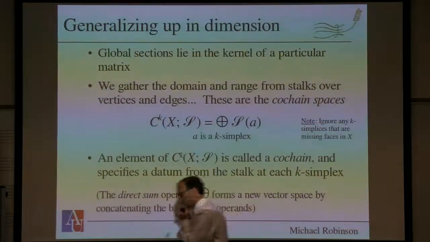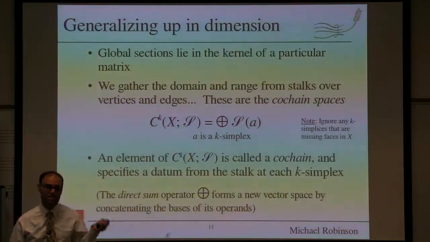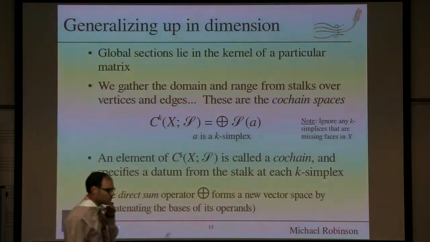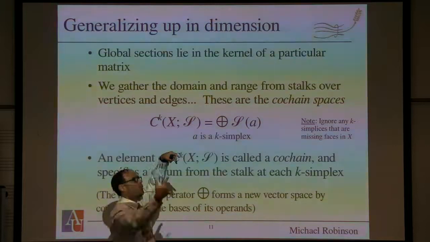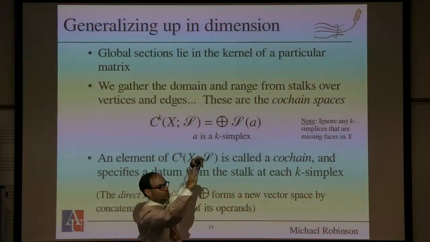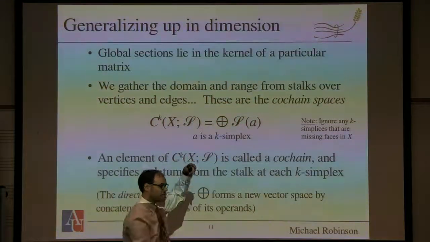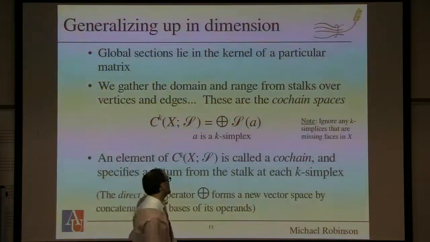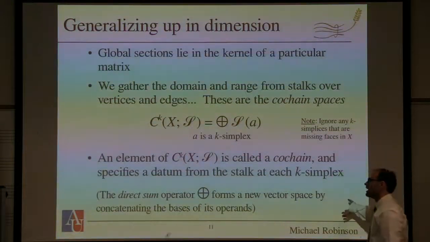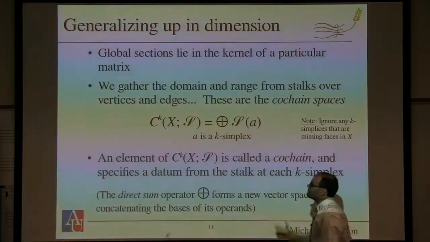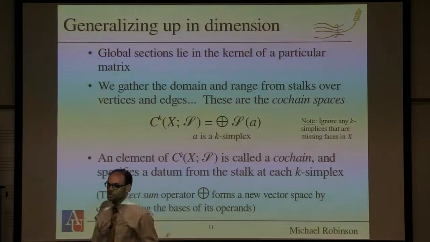So as I said before, what we want to do is build these chain spaces out of the stalks, primarily because of that global section example I just gave you. We were taking that big long vector, that 9-long vector that had the 3 blocks in it. That was a concatenation of the stalk over vertex, stalk over vertex, stalk over vertex. So we took all of those vertex stalks and concatenated them together. That's called a direct sum, where I concatenate bases. It's a way to make new vector spaces by concatenating bases. So exactly the thing you want to do is walk over all the k simplices and gather up all of their stalks.